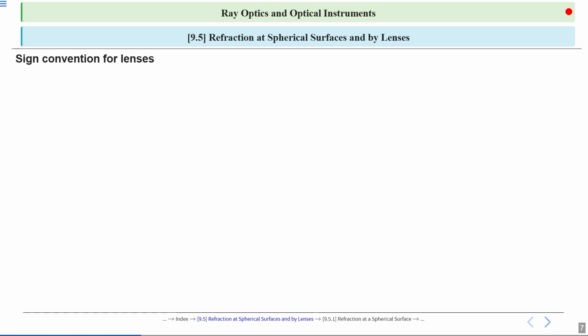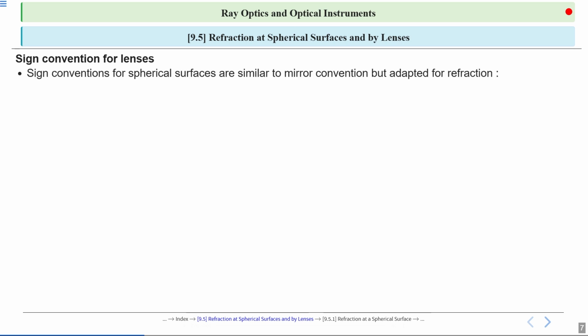What is the sign convention for lenses, or we can say spherical surfaces? The sign convention for spherical surfaces or lenses is similar to mirror conventions but adapted for refraction. Remember, these conventions help us determine the direction and nature of the images formed by the lenses. Any formula we derive, we have to put the values according to sign conventions. Only then will we get the accurate answer. Otherwise, we will get a wrong answer.